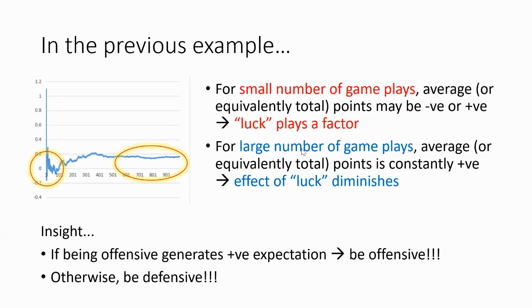However, if we play a large number of games, you should be able to see that on the right-hand side of this graph, it will consistently have a positive gain. So the interpretation is that the effect of luck will diminish. The insight of this example is that if being offensive will generate a positive expectation, then you should be offensive. Otherwise, you should be defensive.